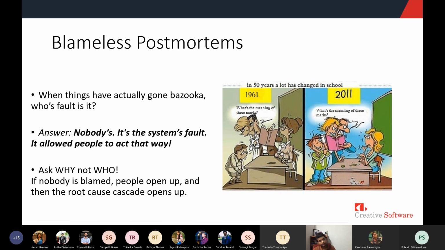Always make sure that whenever problems happen, you can't really blame someone. When something goes wrong, whose fault is it? It's nobody's fault. It's actually the system's fault, because the system allowed people to act in that way. So you always have to ask why did this happen, and not by whom. That's why it's important not to blame people, but to fix the system to make sure that things like this will never happen again.